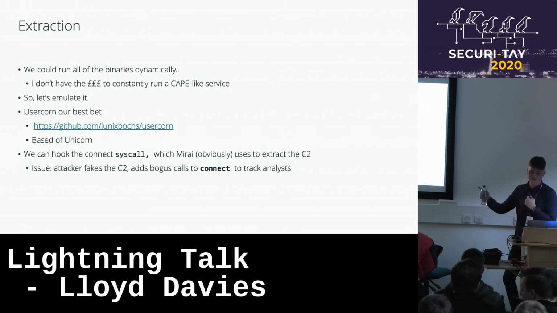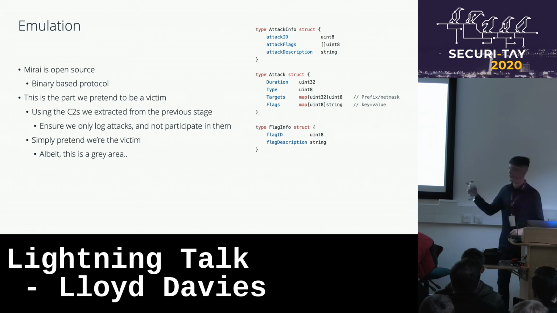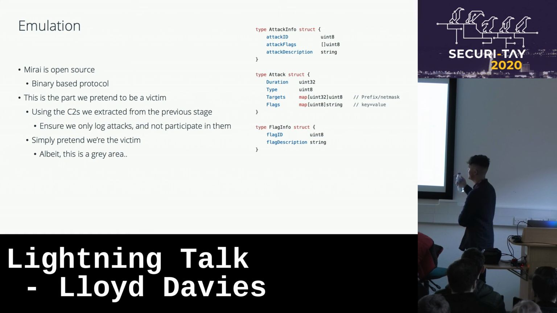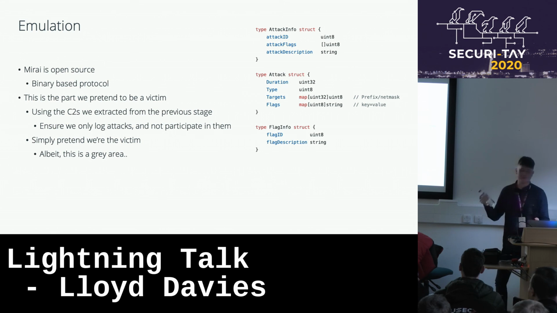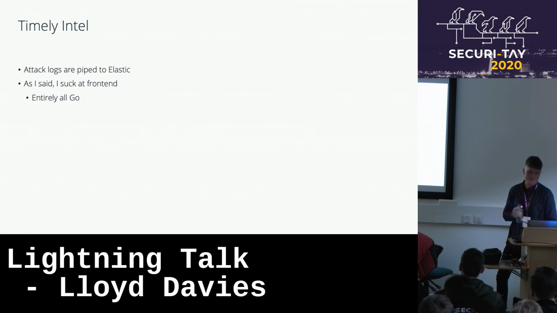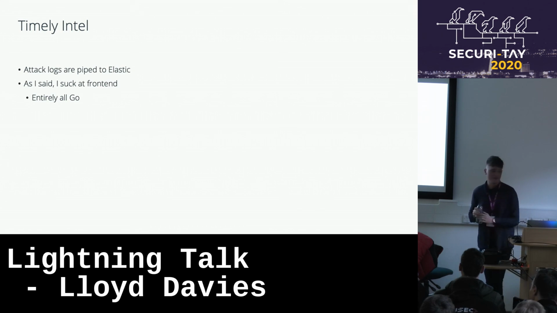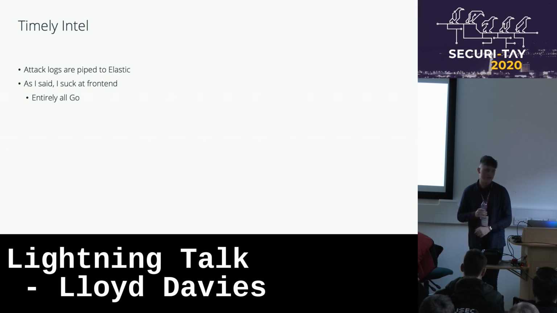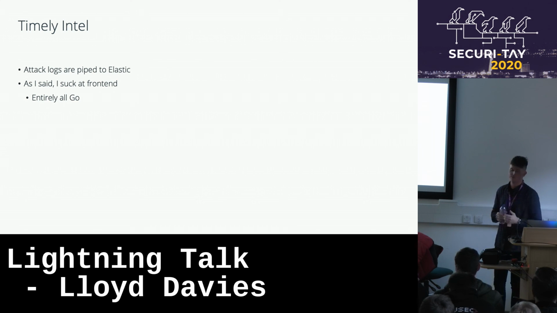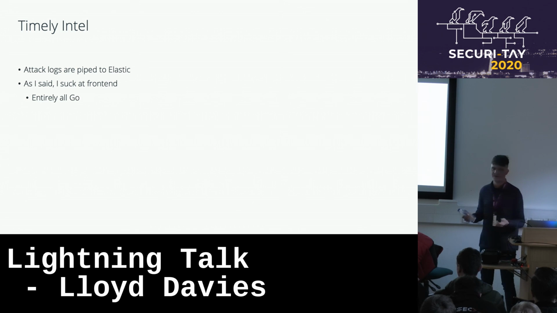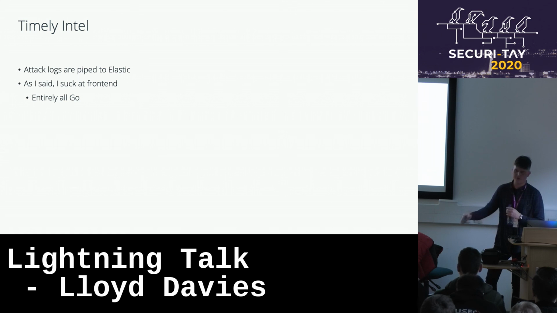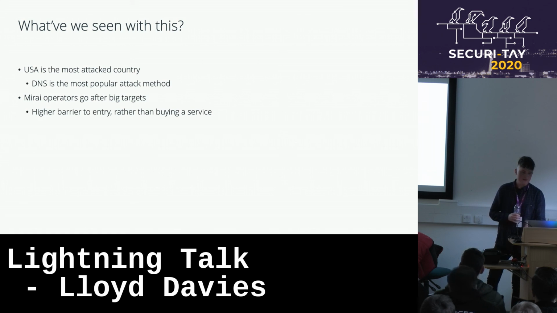Yeah, the extraction stuff, as I said, you use a coin. Then you emulate it. As I said, Mario is actually open source, so we can emulate the protocol. We can log the attacks as well. I simply pretend we're the victim, but it's a great area. And the timeline is that the attack logs are piped to Elastic, which all goes into Densor, and organizations can see if they're attacked, or if this ASN is attacked, or see attack patterns, for example, they're going to attack every Wednesday by a certain threat actor or whatever.